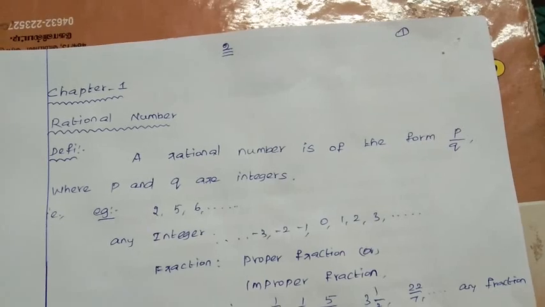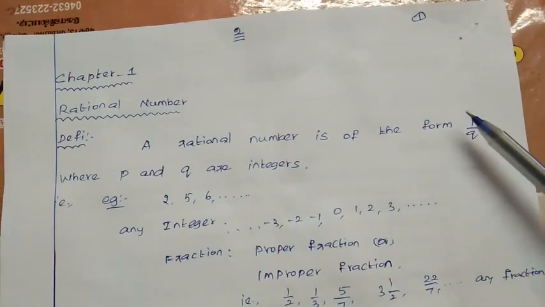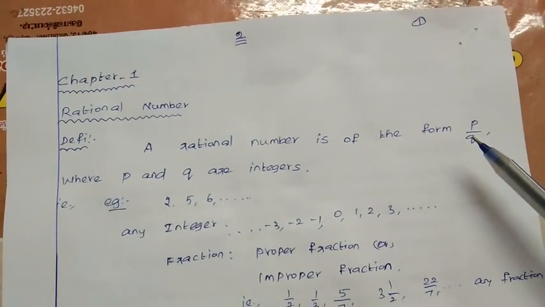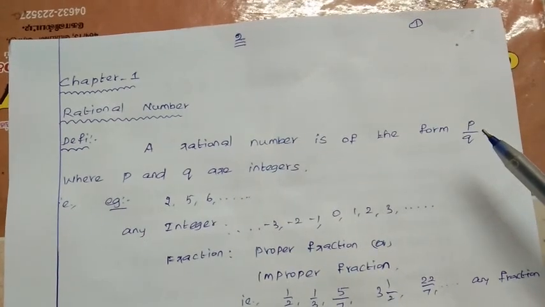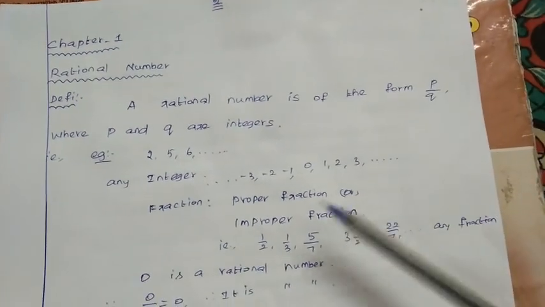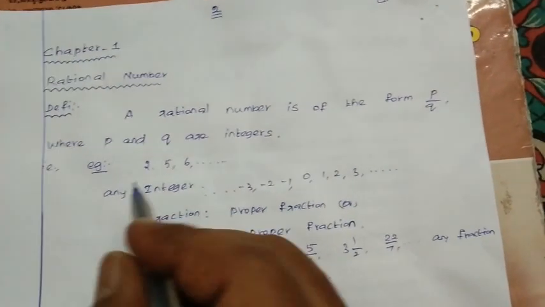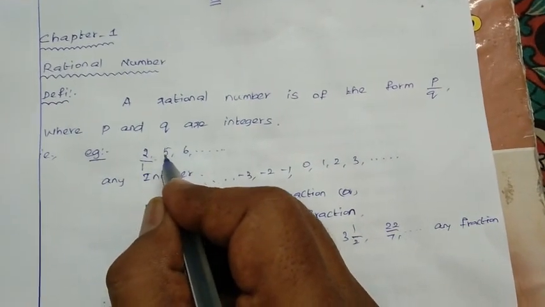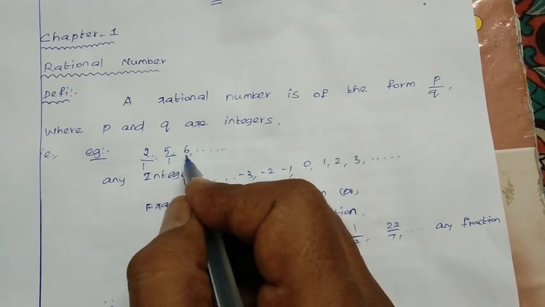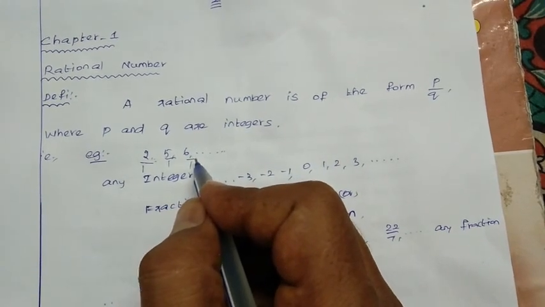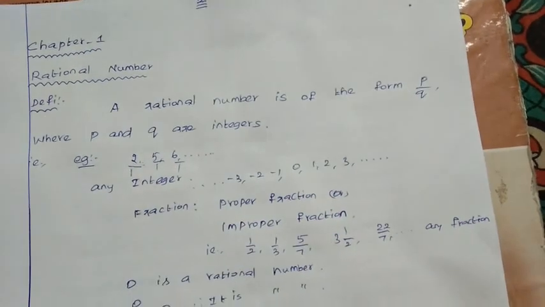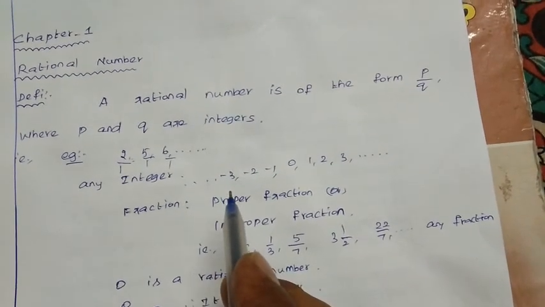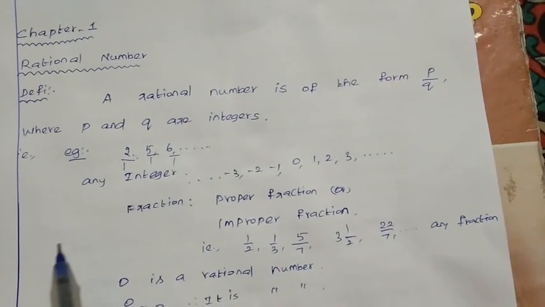Now we have numerator and also denominator. Any integer we can write as 2 by 1 as 2, then 5 by 1 also 5, 6 by 1 also 6. So any integer we can say is a rational number.